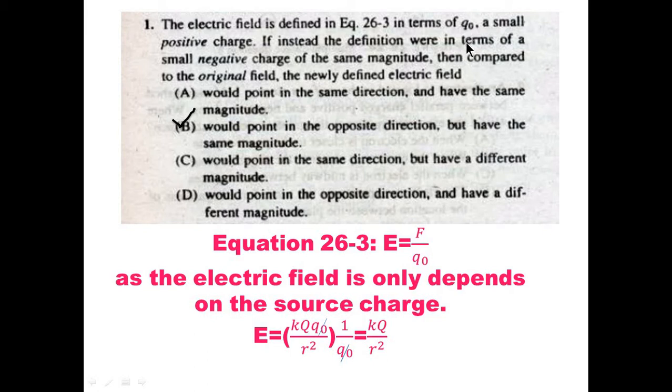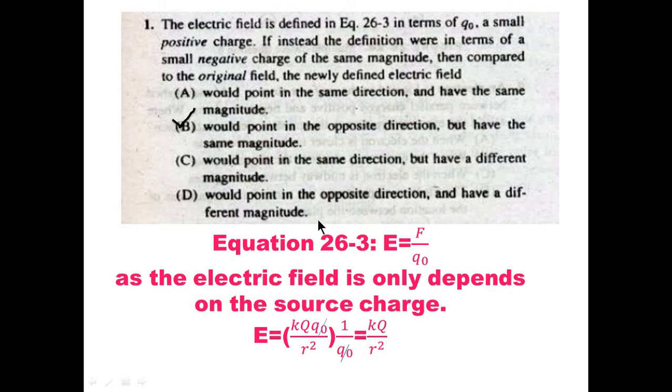If I take the negative charge, minus Q naught, then what happens to the original field? The newly defined field will be: option A, would point in the same direction and have the same magnitude; would point in the opposite direction but have the same magnitude; would point in the same direction but have a different magnitude; or would point in the opposite direction and have a different magnitude.